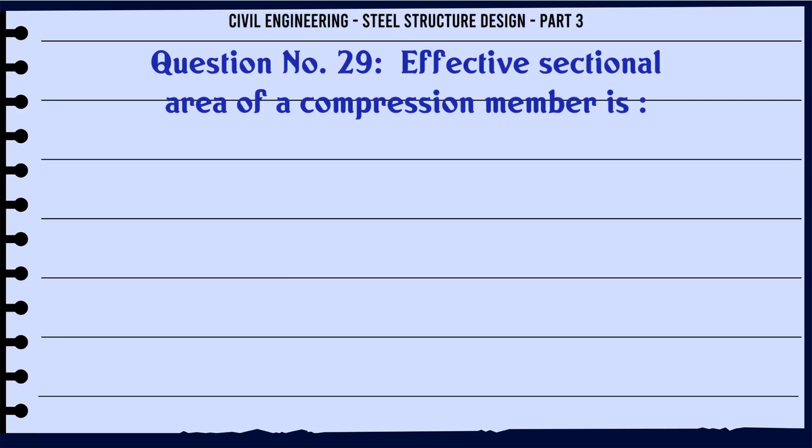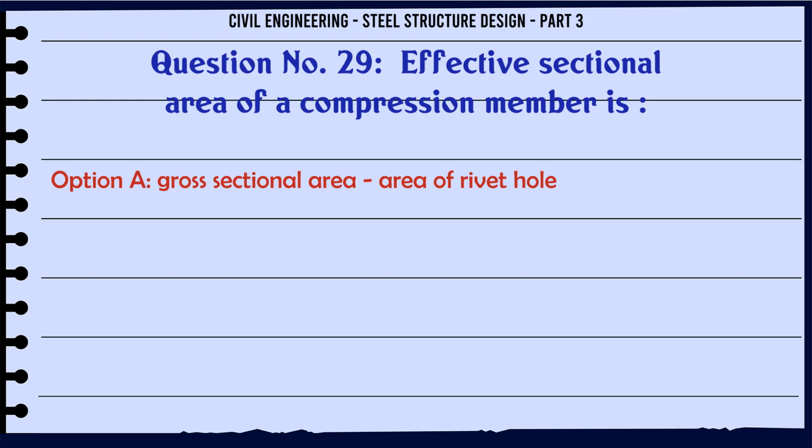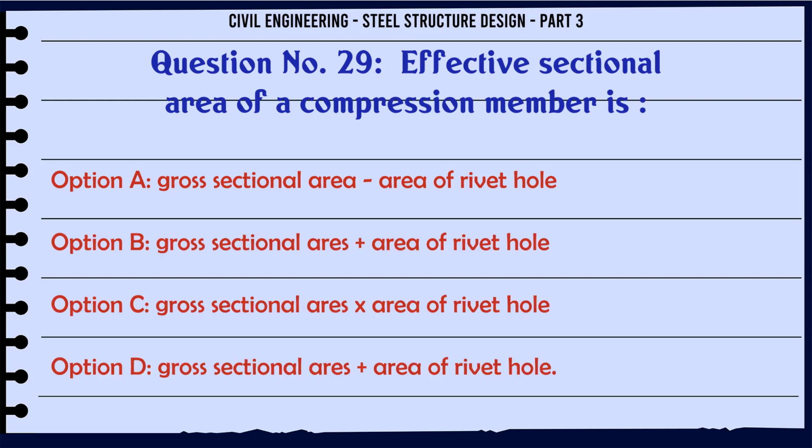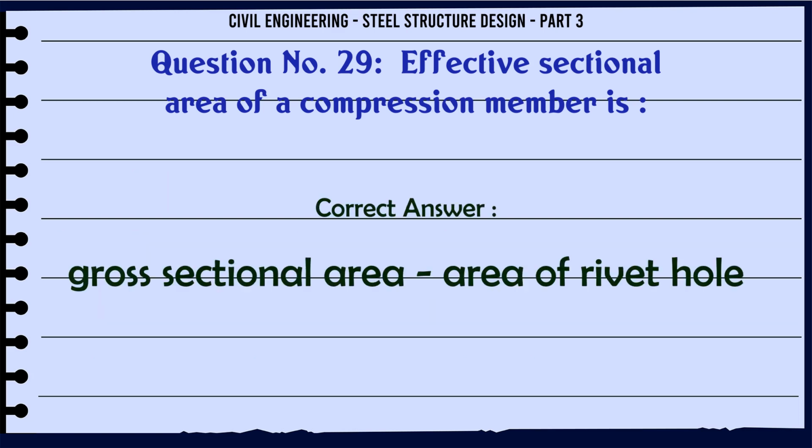Effective sectional area of a compression member is A. Gross sectional area minus area of rivet hole, B. Gross sectional area plus area of rivet hole, C. Gross sectional area times area of rivet hole, D. Gross sectional area divided by area of rivet hole. The correct answer is gross sectional area minus area of rivet hole.